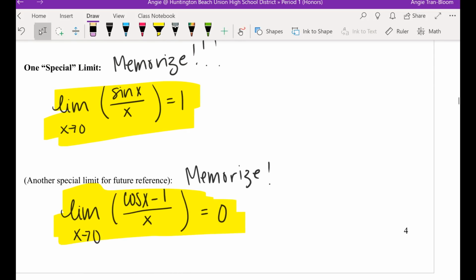The one that you're going to need to know immediately is the limit as x approaches 0 of sine of x over x equals 1. The one in the future that you're going to need to know is the limit as x approaches 0 of cosine of x minus 1 all over x equals 0.